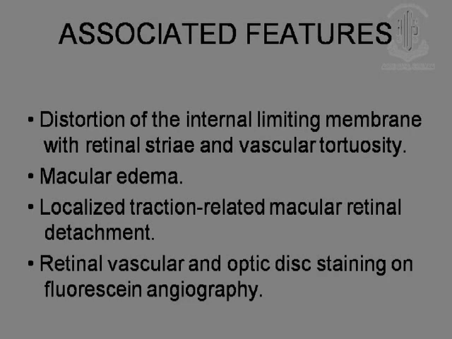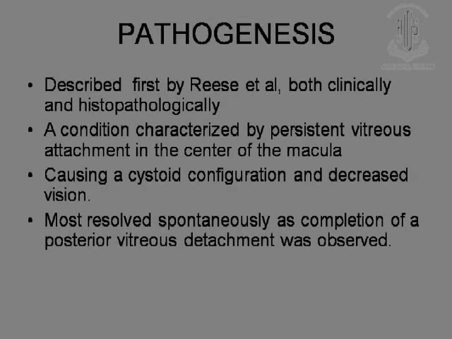You can see folding retinal striae and sometimes vascular tortuosity. Sometimes we can actually make out a macular edema. So the localized traction related macular retinal detachment and retinal vascular and optic nerve staining will be seen on fluorescein angiography. Described first by Reese et al., both clinically and histopathologically. It causes a cystoid configuration of the edema and decreased vision. Most of the cases resolve spontaneously with completion of a posterior vitreous detachment, PVD.